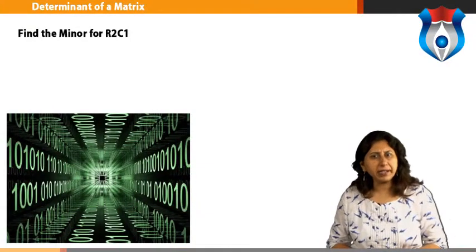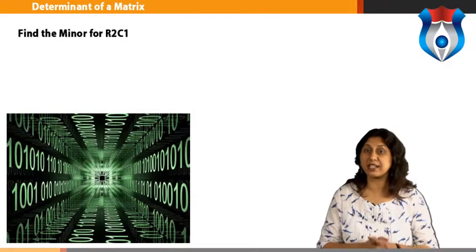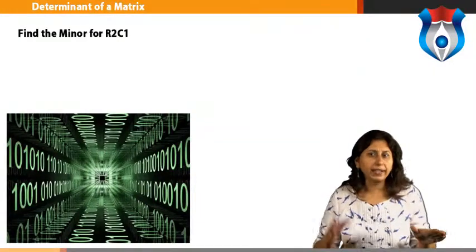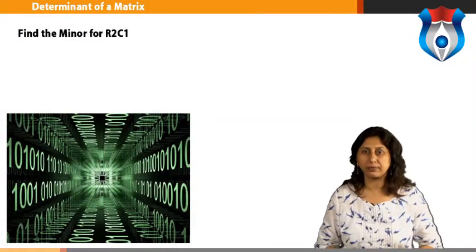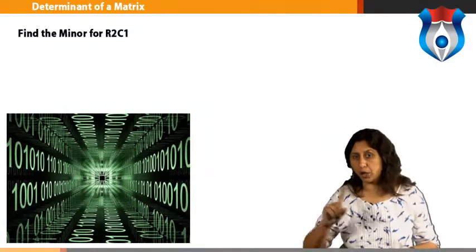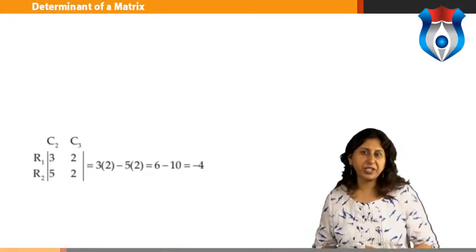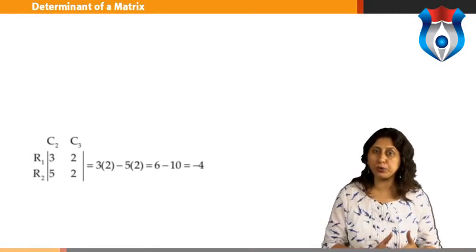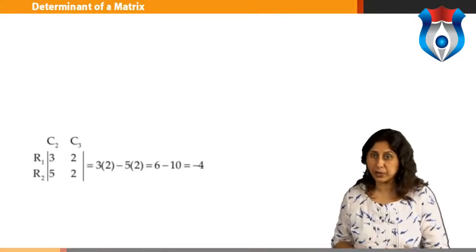How to find the minor for R2C1? The minor is the determinant that remains when you delete the row and column of the element you are trying to find the minor for. That means we should delete row 2 and column 1 and then find the determinant. See on screen.